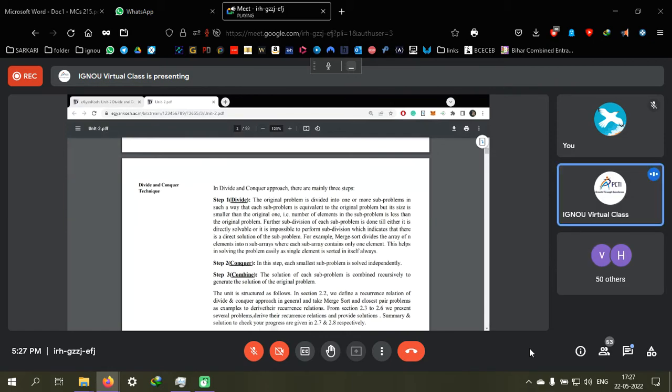Then, what do you mean by conquer? Here the meaning is that each unit should be solvable until we consider that one as a conquered one. So that means we have to divide a problem, conquer it, and combine it. This is the 3 steps of divide and conquer. We can take an example of divide: merge sort divides the array of n elements into n sub-arrays, where each sub-array contains only one element. After that, we have to solve that and then combine.